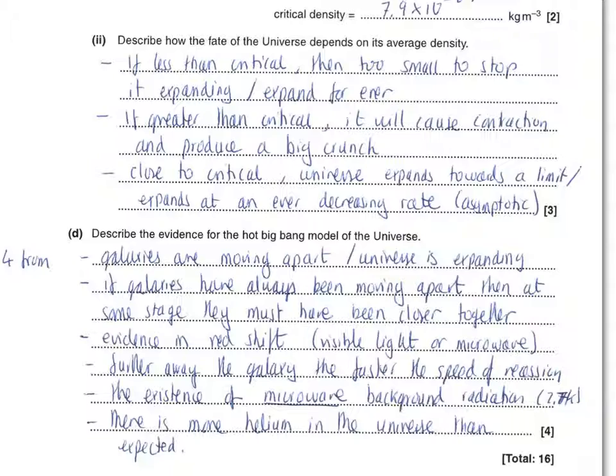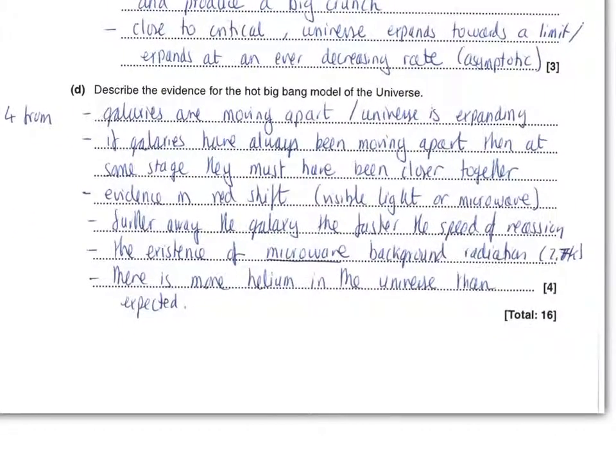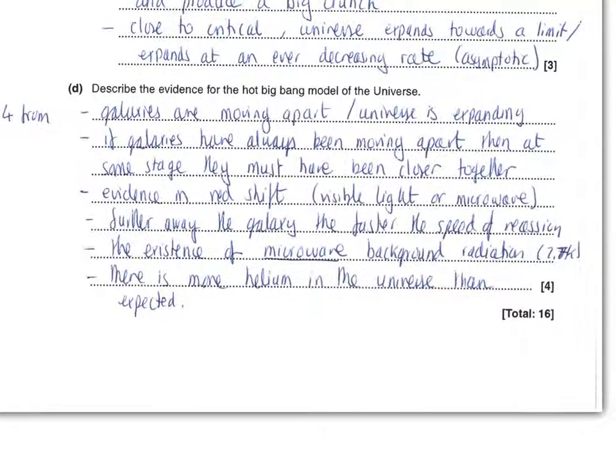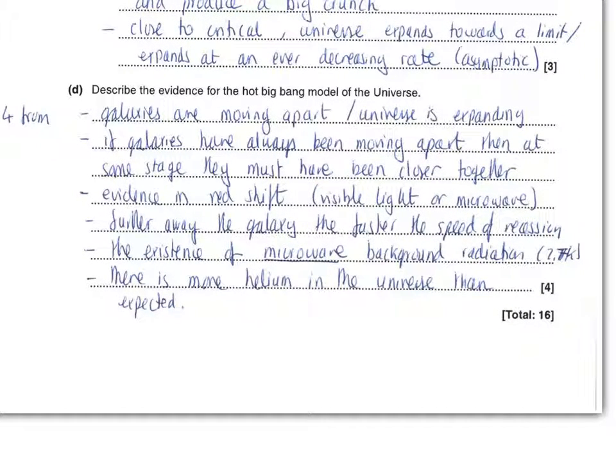Last part of the question then, describing evidence for the hot Big Bang model of the universe. There are 4 marks attached to this part of the question, so you need 4 of the following 6 statements. So first option, the galaxies are moving apart or that the universe is observed to be expanding. Secondly, if the galaxies have always been moving apart, then at some stage they must have been closer together.